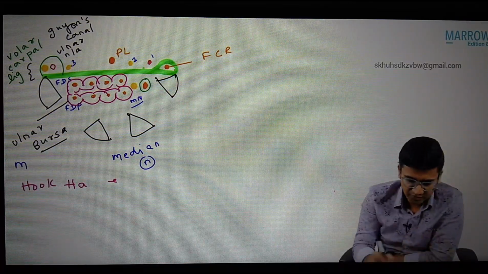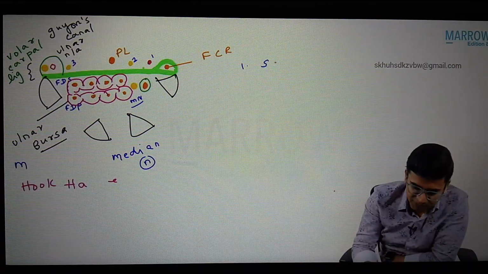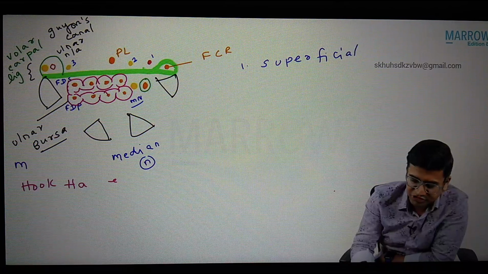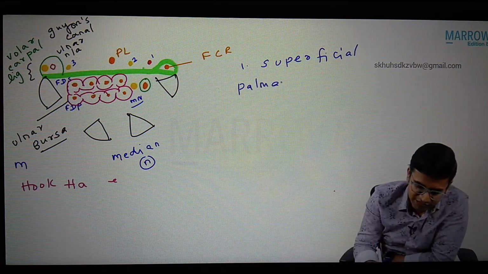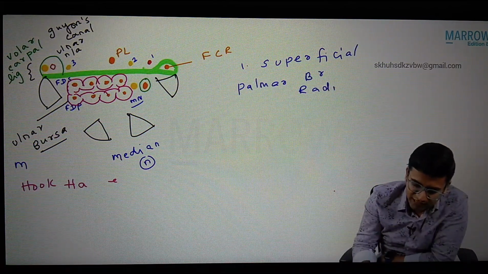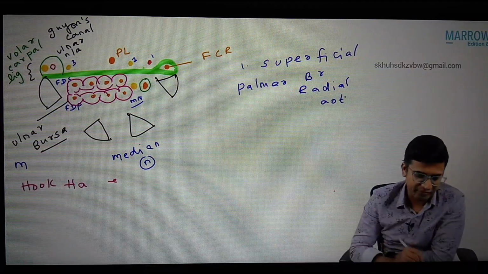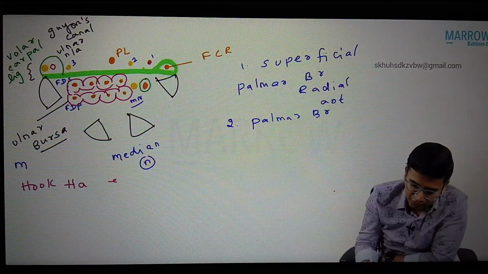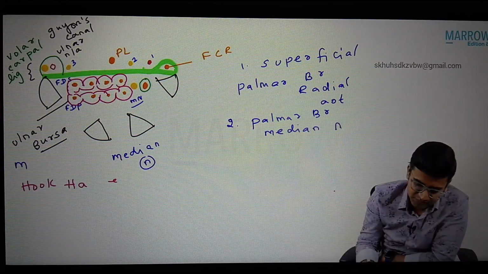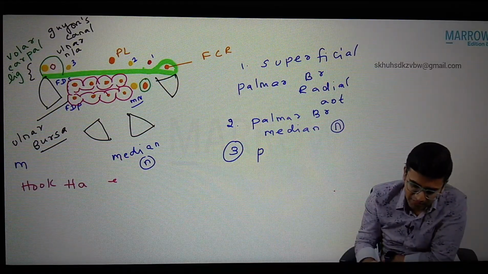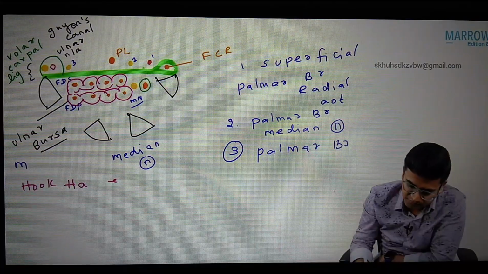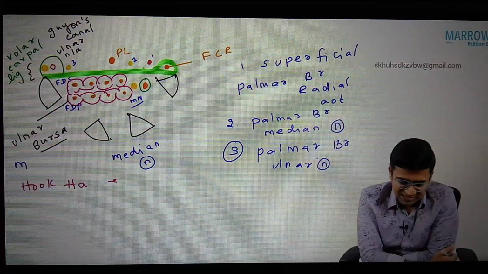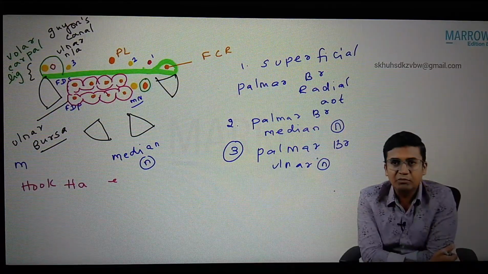We write the names below. So one is superficial palmar branch of radial artery. Okay. Number 2, palmar branch of median nerve. Okay. Number 3, palmar branch of ulnar nerve. Okay. So these are structures passing above the ligament.